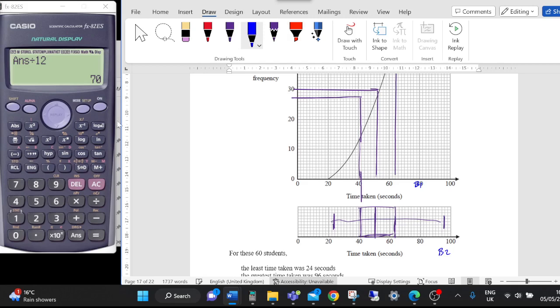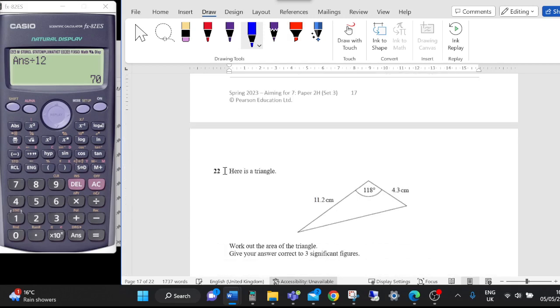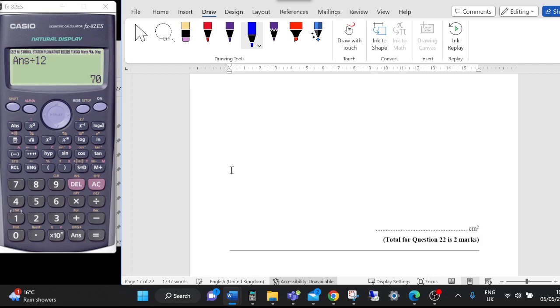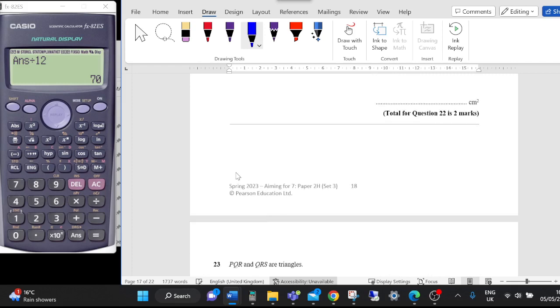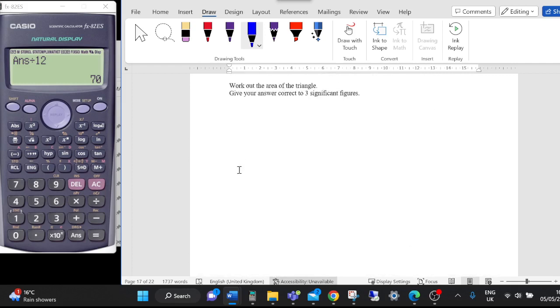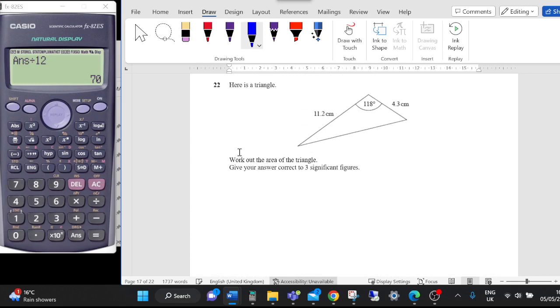Okay, and question 21 then. 22. Is that the last one on the paper? I thought it said at the start there are only 22 questions. Yeah, 22. Here is a triangle. Work out the area of the triangle, giving your answer correct to 3 significant figures. So we've got a non-right angle triangle, 2 sides and an angle. So we're going to be using the area of a triangle is equal to a half ab sine C.